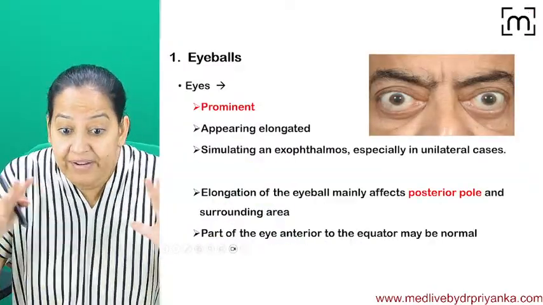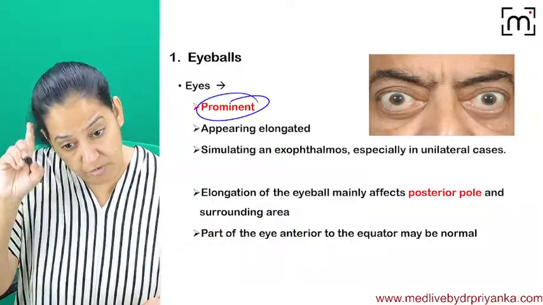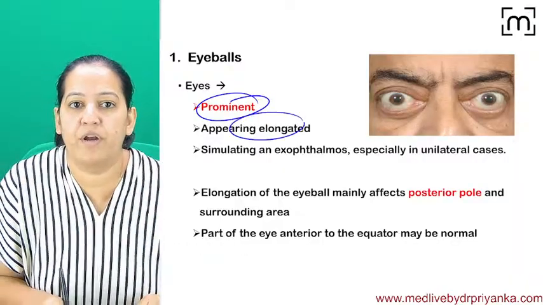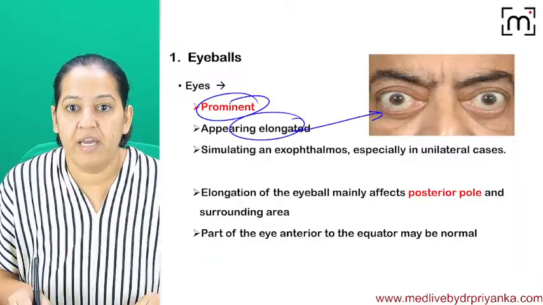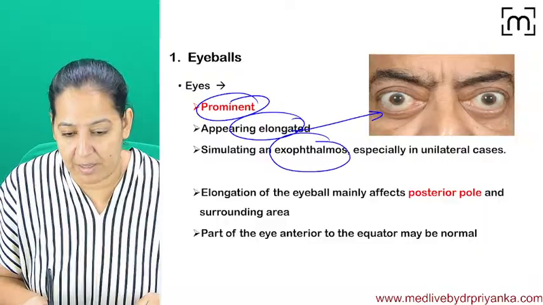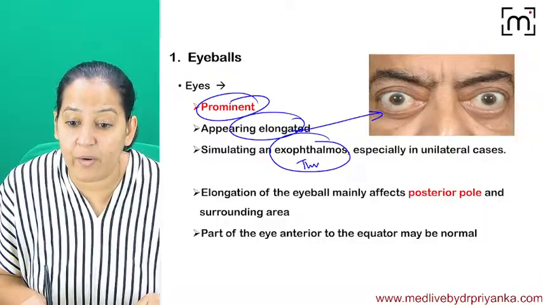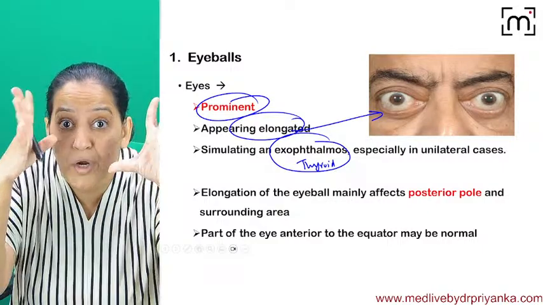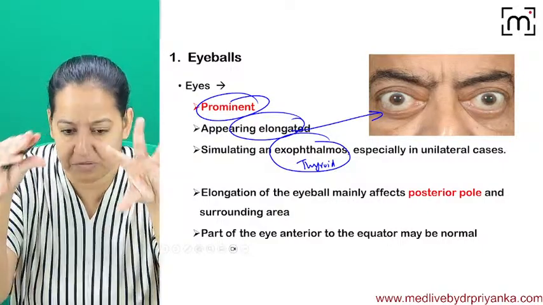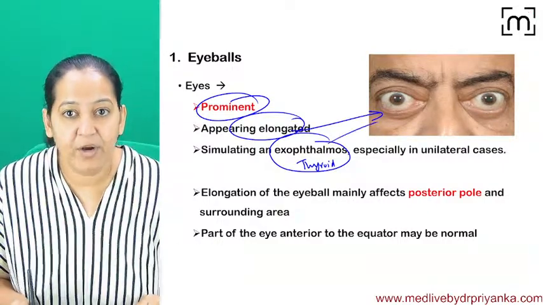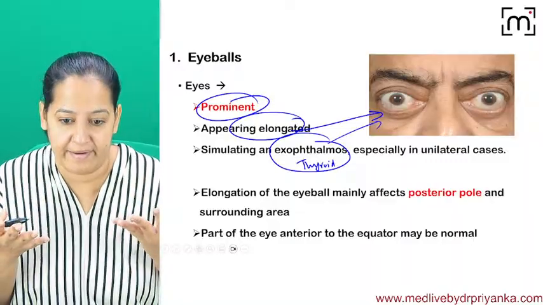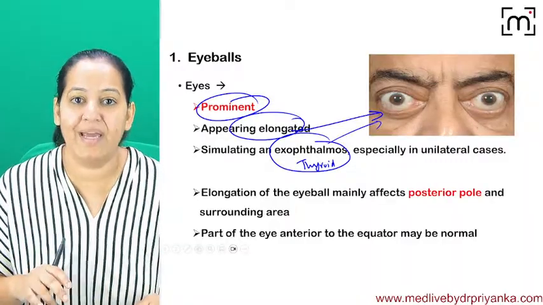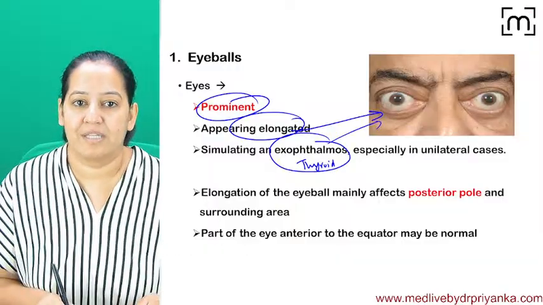Eyeball. Here the eyeballs are increased in size. They are very prominent, in contrast to hypermetropia, where the eyeball was reduced in size. Here the eyeballs are increased, very prominent, enlarged. They look like exophthalmos, the eyes in thyroid disease. They are very prominent, exaggerated, coming out of the socket, but it is only simulating that. It looks like the thyroid eye. I will teach you thyroid eye when I teach systemic ophthalmology. So here exophthalmos-like appearance is there.